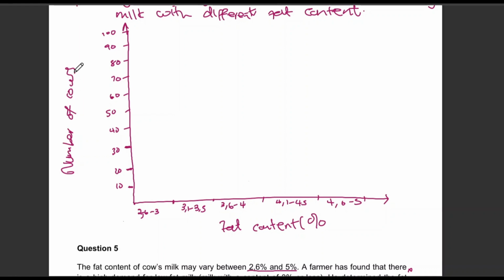Okay. Then for fat content 2.6 to 3%, there is 11 cows. So this is a 10, my 11 will be somewhere here. I use a ruler to draw this bar. Okay, neatly do it. 3.1 to 3.5, there is 66 cows. So there is 60, there is 70, 65 will be here, 66 will be somewhere here. Okay.